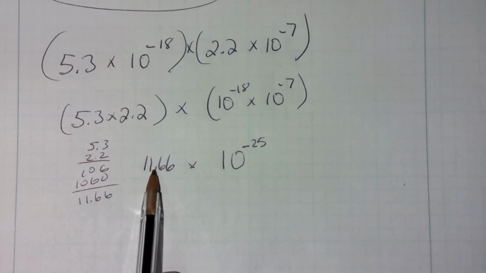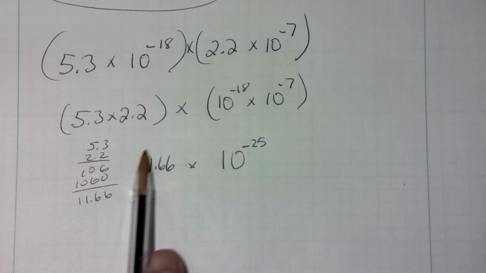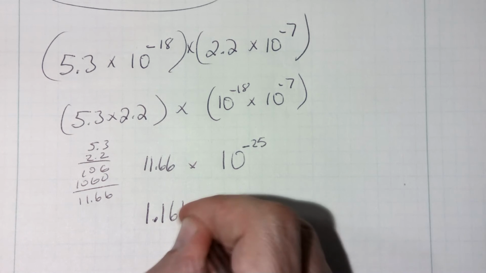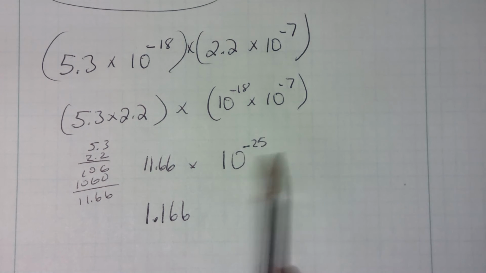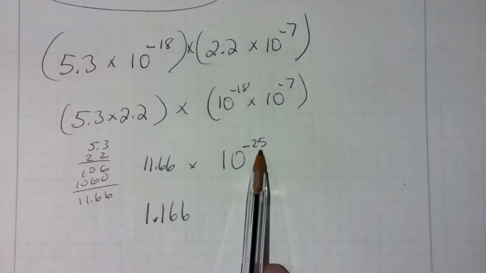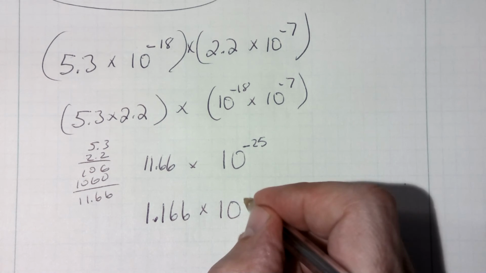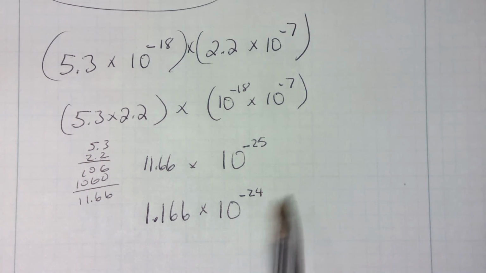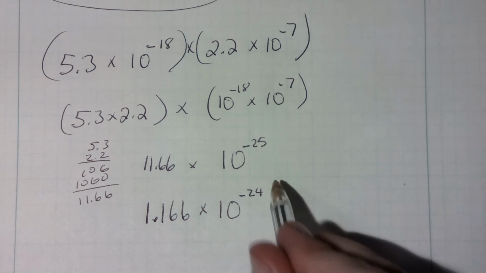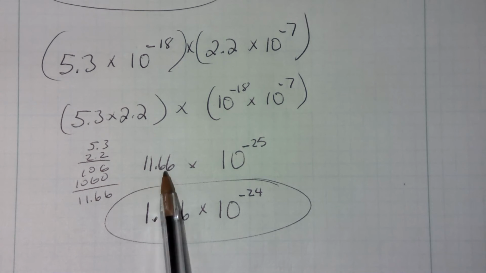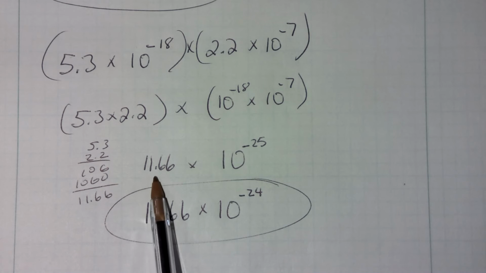So what I have to do is move this decimal. Remember, I'm going to take this 11 and make it smaller. I'm going to make it 1.166. And if I make this smaller, I have to increase the exponent by 1. I have to add 1. Now be careful here. This is a negative 25, and I'm adding 1. So it's going to be times 10 to the negative 24th, because I added a positive 1 to a negative 25. Like I said, you might have to adjust because the decimal ended up being larger than 10, or it could end up being smaller than 1.